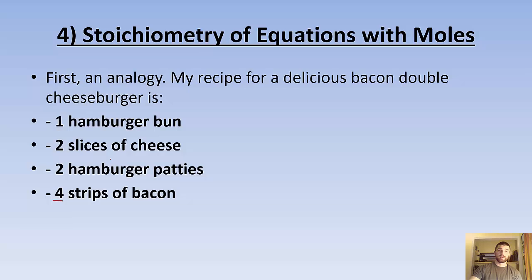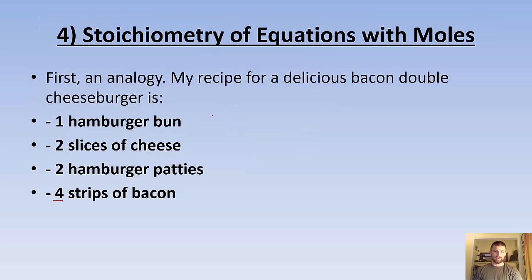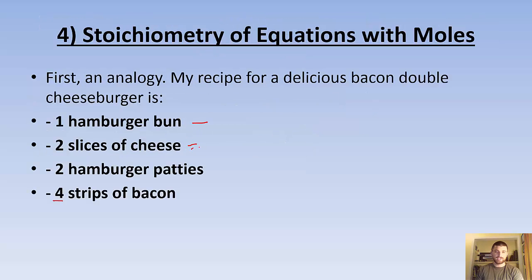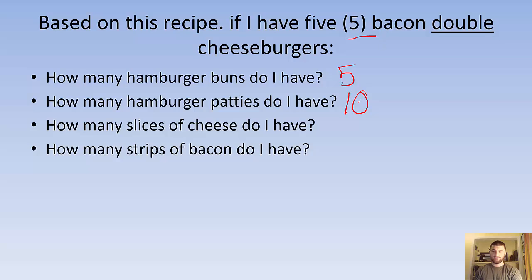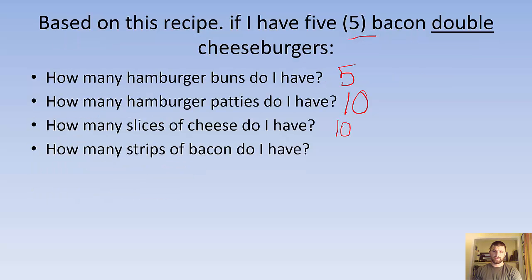So quick question. Based on this recipe, if I have five bacon double cheeseburgers, how many buns do I have? Well, I have one hamburger bun for each, so I must have five. How many hamburger patties do I have? There's two on each one, so I got a total of 10. How many slices of cheese do I have? There's two slices of cheese for each bacon double cheeseburger. I got five, so that will give me a total of 10.